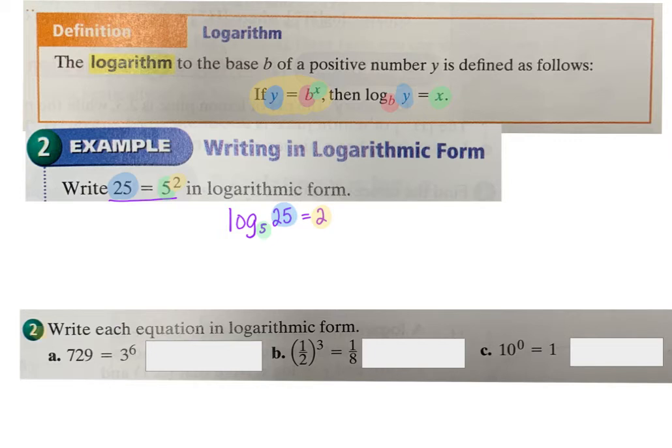So rewrite these three. Check understanding 2. All you're doing is rewriting them from exponential form to log form. For the first one, you should have had log base 3 of 729 equals 6.